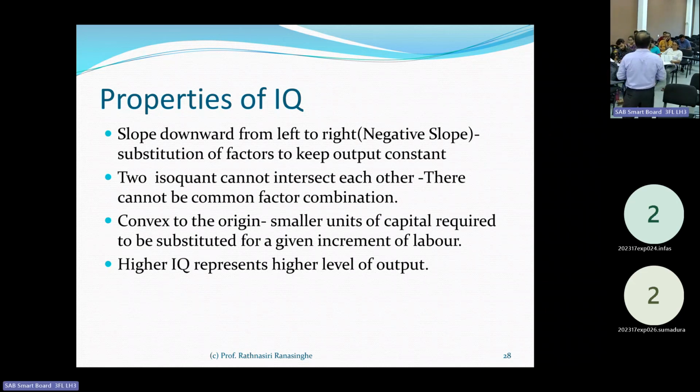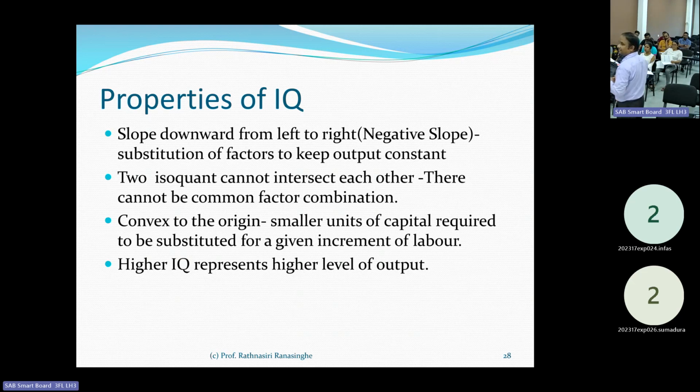Also, isoquants cannot intersect each other. You know that indifference curves also cannot intersect. A common intersection point may give contradictory results, because it would imply equal output at points on different curves. That violates our rules, so isoquants cannot intersect.